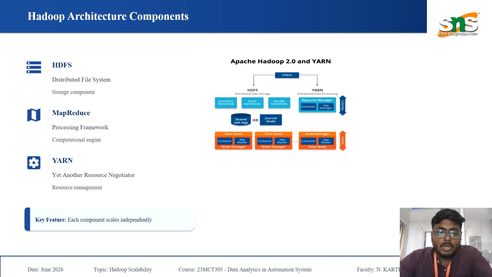The Hadoop architecture components. Hadoop's power comes from three core components, and I want you to remember all three. The first is HDFS, the Hadoop Distributed File System. This is your storage layer. The second is MapReduce. This is the processing engine that crunches your data. Third is YARN, Yet Another Resource Negotiator, which manages the resources across your cluster.